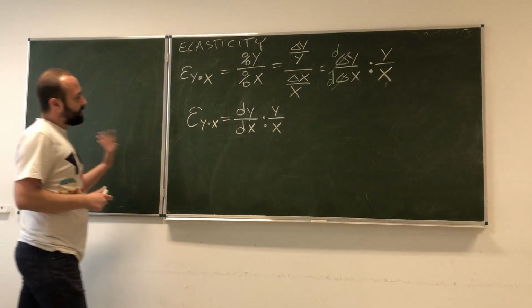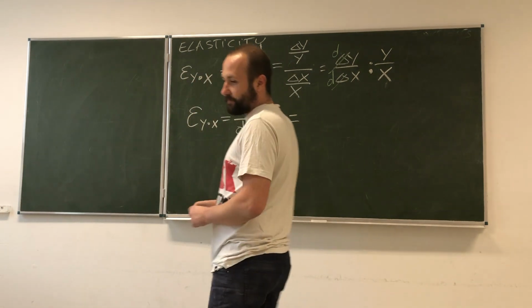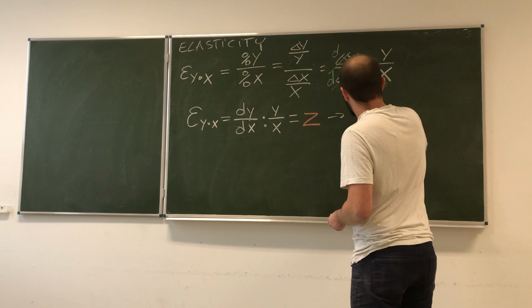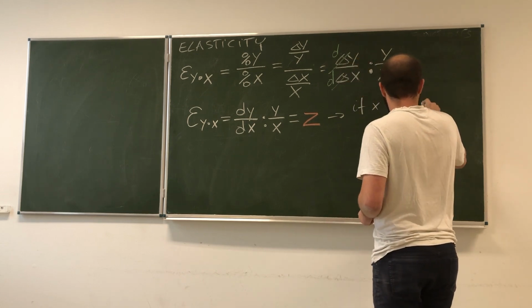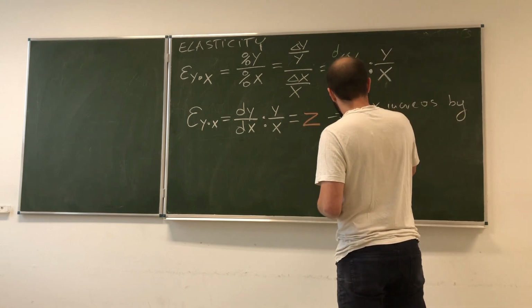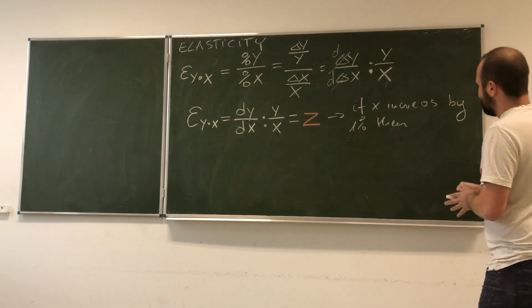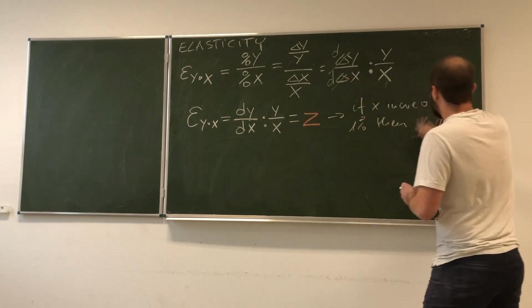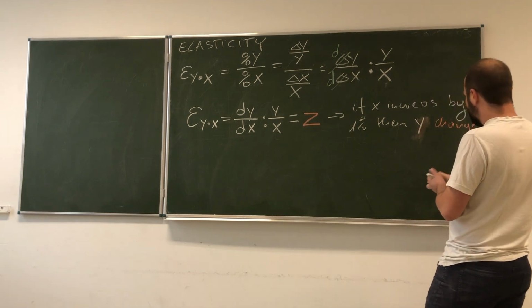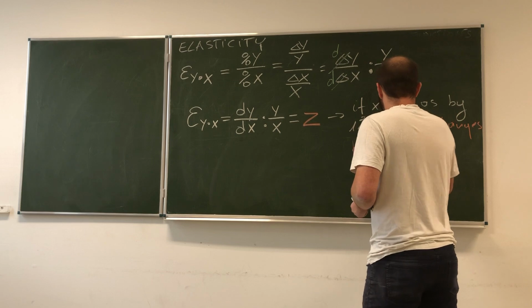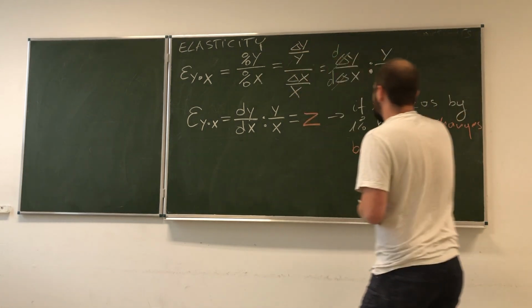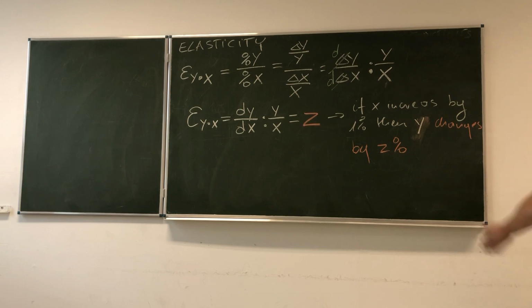Okay, now what about the interpretation? Let's just say that I calculated this elasticity and I got z. How do I interpret it? If x increases by 1%, then y changes by z percent. Remember, this is important. This is a ratio of percentage changes. So z actually translates a 1% change in x to some percentage change in y.